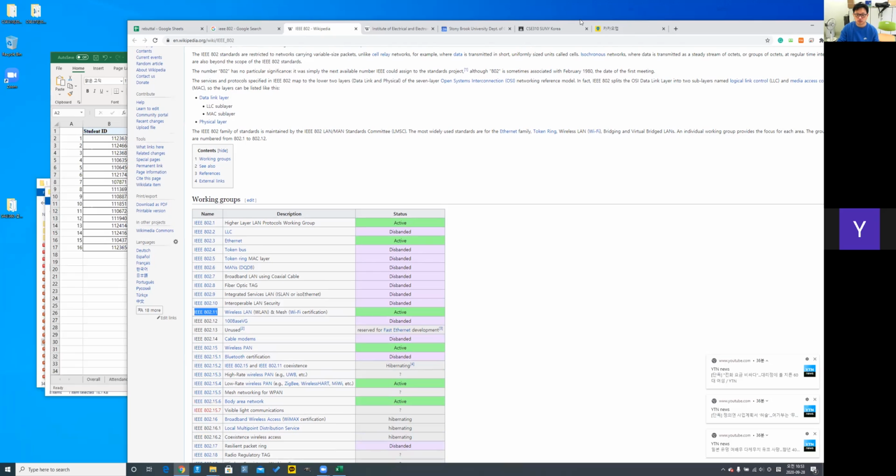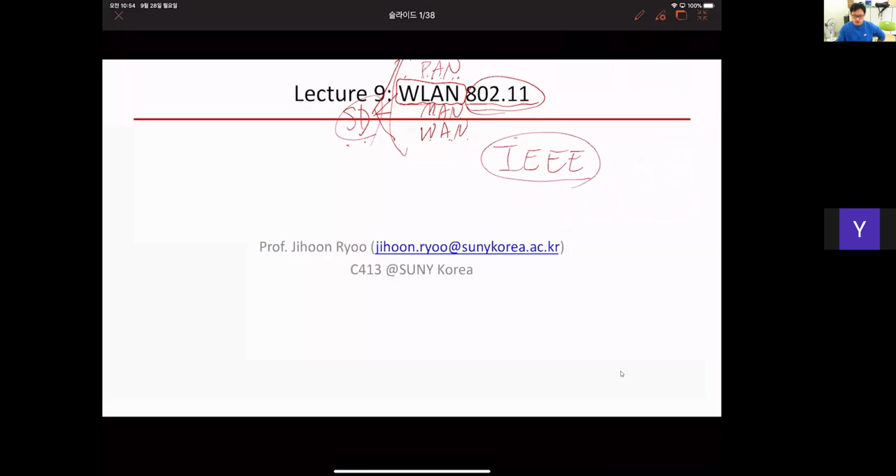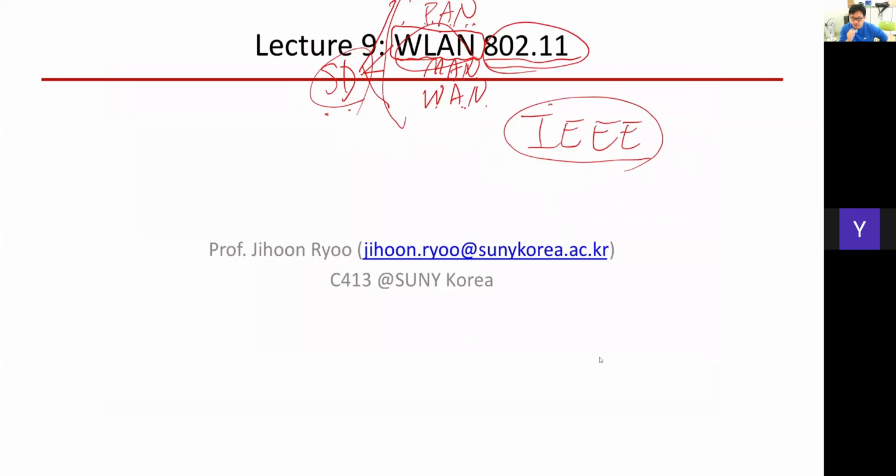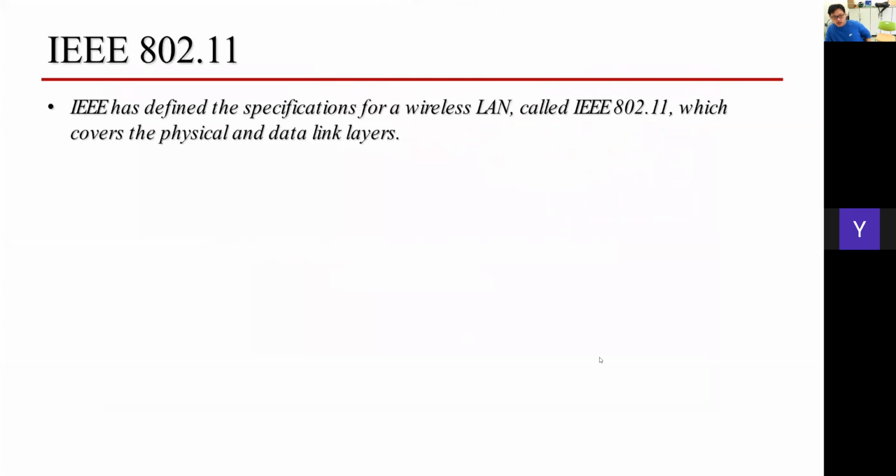Okay, go to the SharePoint. Now we understand wireless LAN, wireless PAN, MAN, WAN, and 802.11. 802 is related to network, and among those, 11 is wireless. IEEE has defined the specification for wireless networks, called IEEE 802.11, which covers the physical and data link layers. We have to understand the physical and data link layers.